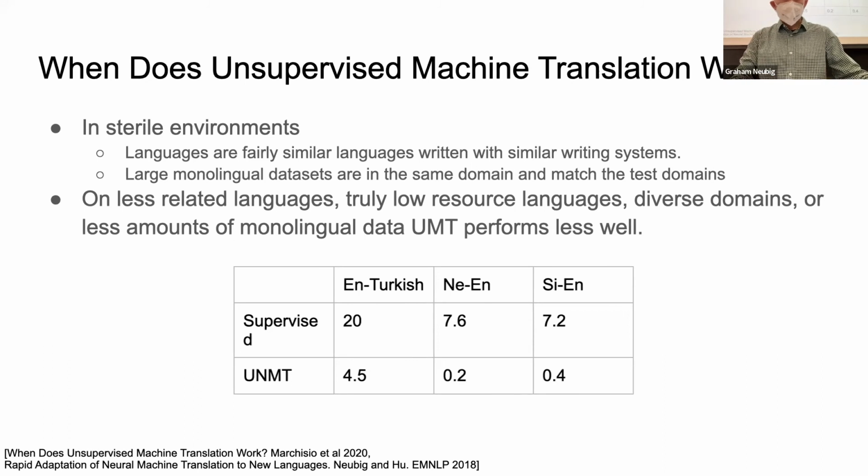And so when you have less related languages, truly low resource languages, diverse domains, or less monolingual data, unsupervised machine translation performs less well.